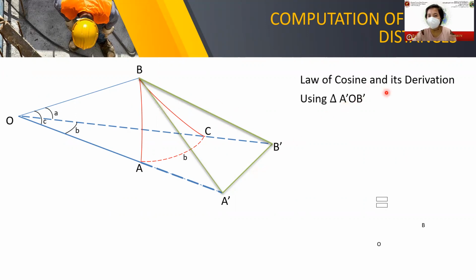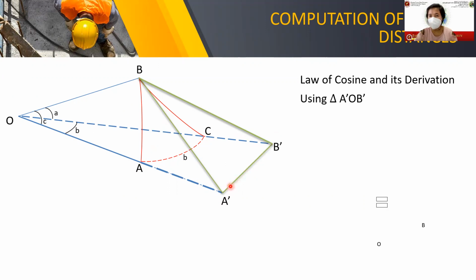Okay, so now the derivation of the law of cosine. We are going to derive that law of cosine using the triangle A prime O B prime. This is A prime to O, then to B prime. The base of our illustration is A prime to O, and since this is three-dimensional, A prime O to B prime. This triangle is the base of our illustration. Based on this illustration, we can compute the side A prime to B prime.